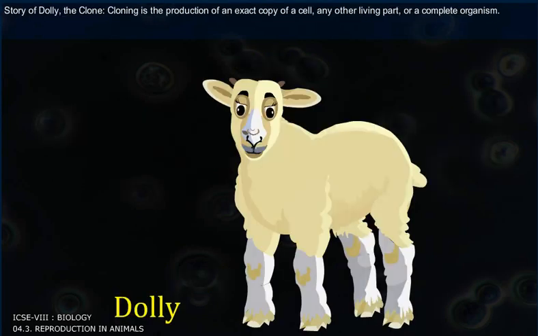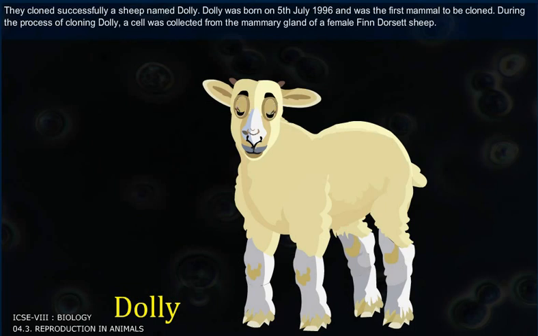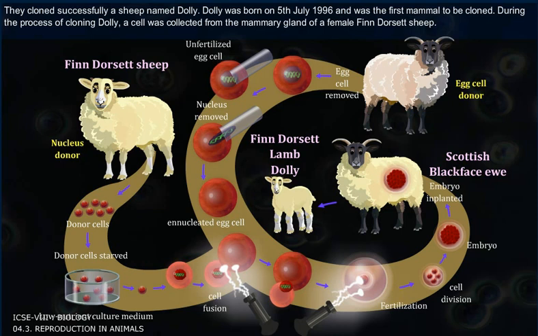Story of Dolly, the clone. Cloning is the process of producing an exact copy of a cell, any other living part, or a complete organism. Cloning of an animal was successfully performed for the very first time by Ian Wilmut and his colleagues at the Roslin Institute in Edinburgh, Scotland. They successfully cloned a sheep named Dolly. Dolly was born on 5th July 1996 and was the first mammal to be cloned.